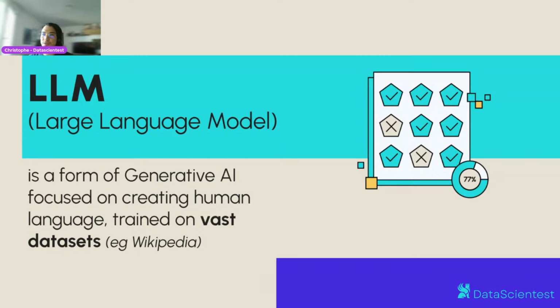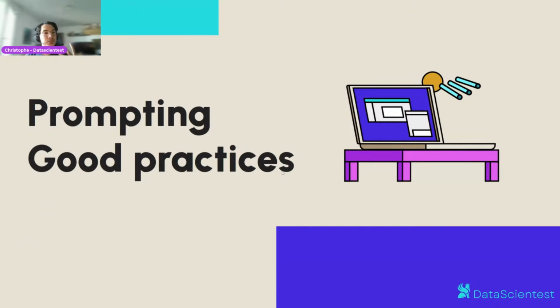But basically, that's the thing. There are two key things to understand. It is focused on creating human language, and it is trained on vast data sets to provide the best and the most relevant answer to you based on your prompt. So now we're going to go to part 2 after this brief introduction on generative AI and check out the good practices about prompting.